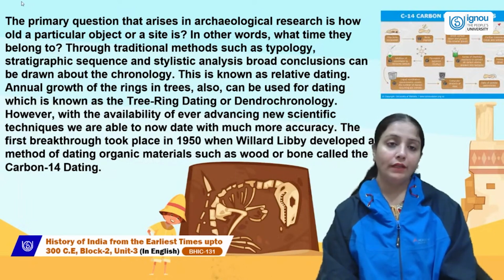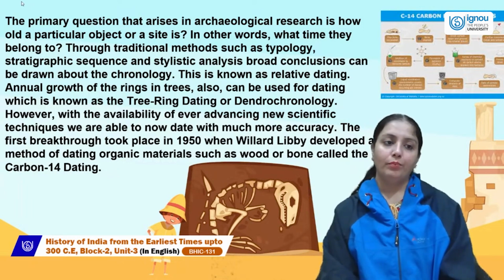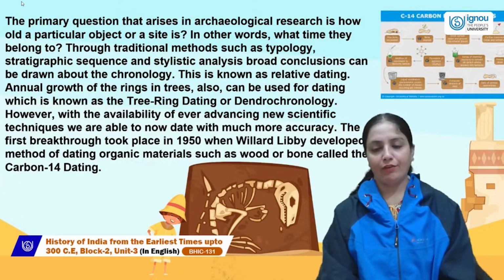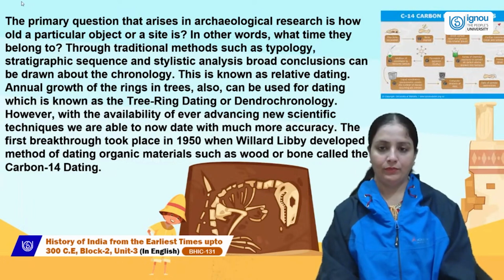Annual growth of the rings in trees also can be used for dating, which is known as tree ring dating. However, with the availability of ever advancing new scientific techniques, we are now able to date with much more accuracy. The first breakthrough took place in 1950 when Willard Libby developed a method of dating organic materials such as wood or bone, called carbon 14 dating.